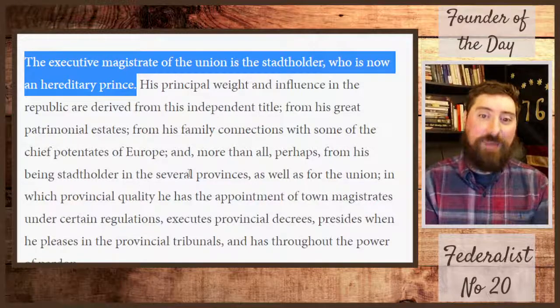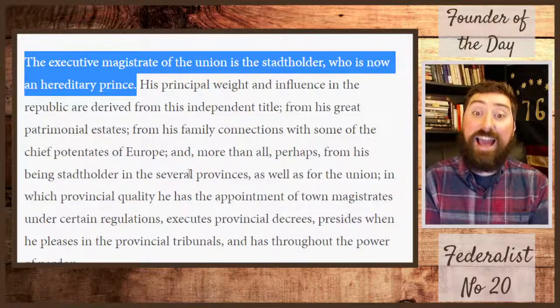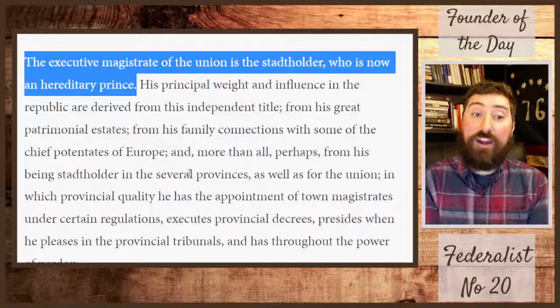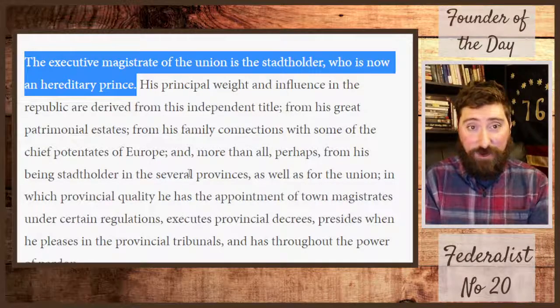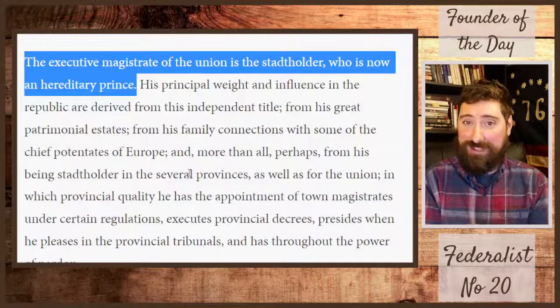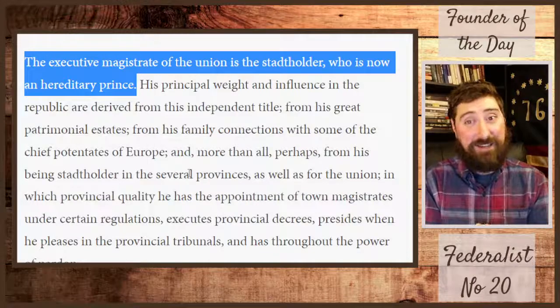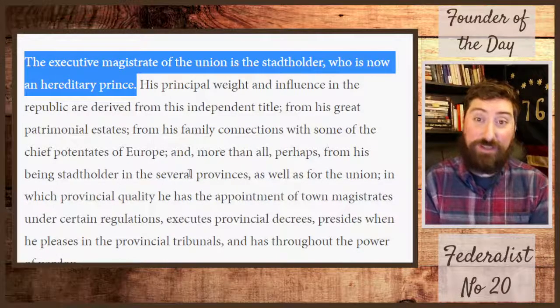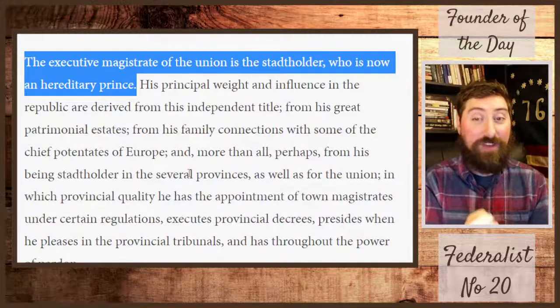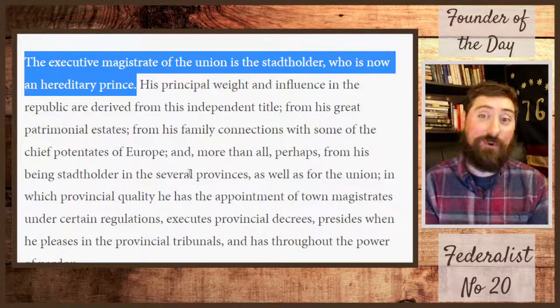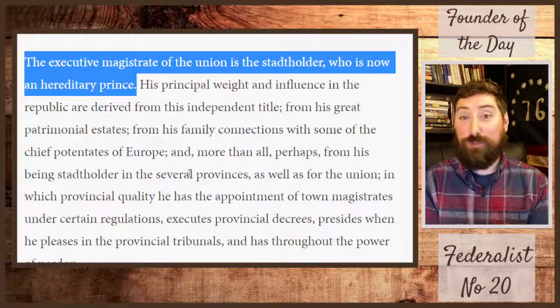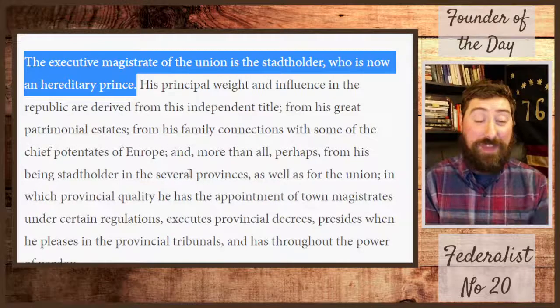The executive magistrate of the Union is the stadtholder, who is now an hereditary prince. Side note, notice it's "an hereditary." That is how they used to write. Technically, when you write a word that starts with H but emphasizes a vowel sound, like history or honesty, you are supposed to say "an" and not "a." That's just a pet peeve of mine.